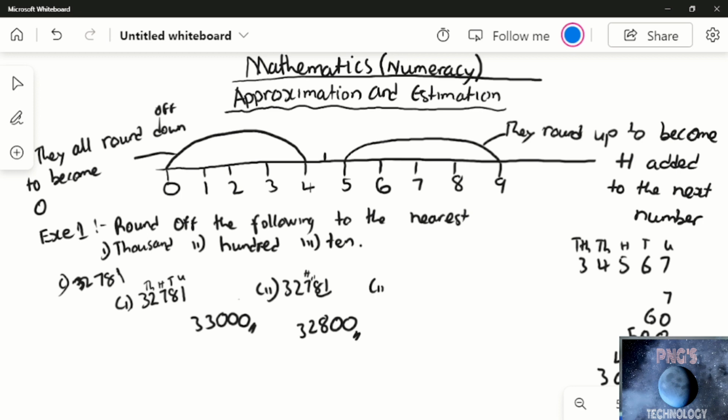Then C3 to the nearest 10. So we have 32781. So unit, 10. So the place for 10, we're manipulating the unit value. So 1 is what? 0 already. So these are 8, these are 7, these are 2, and these are 3. And that's our answer.